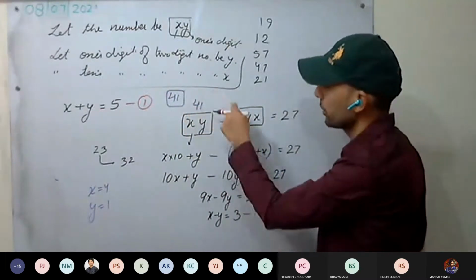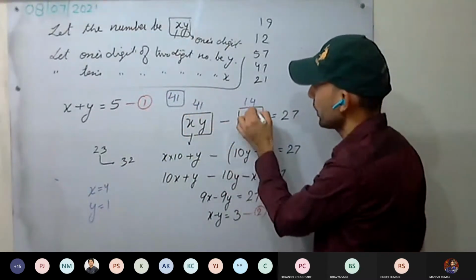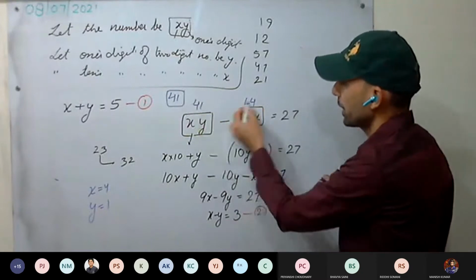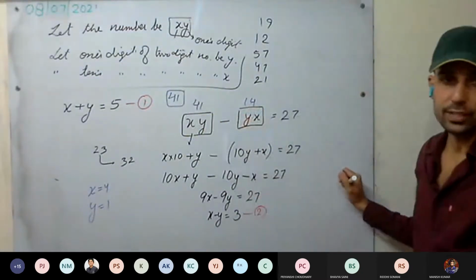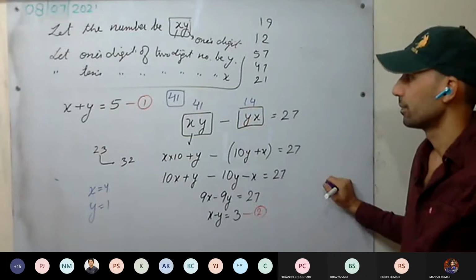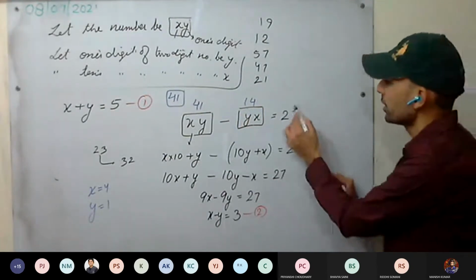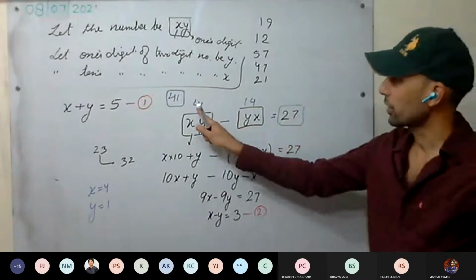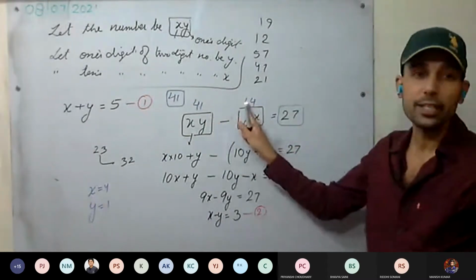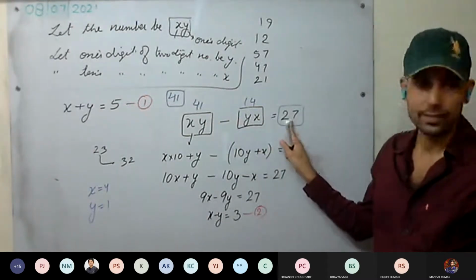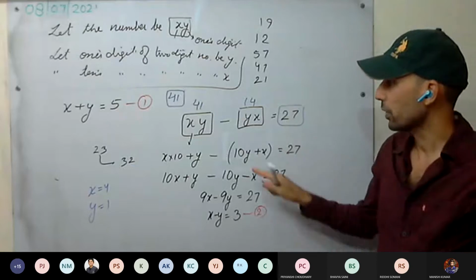Now 41 is the number. We have to reverse the digits. After reversing, it will become 14. Subtract them: 41 minus 14. How much are you getting? 27. You can see after reversing the digits, the number has reduced by 27. Yes or no? Have you got it?